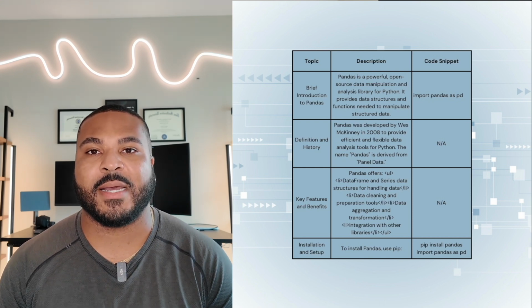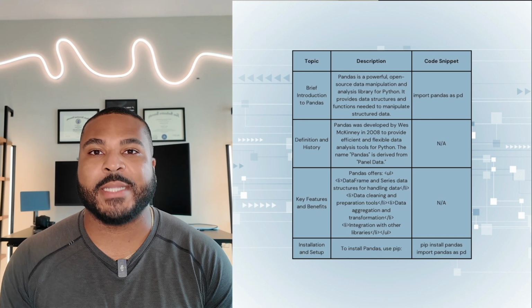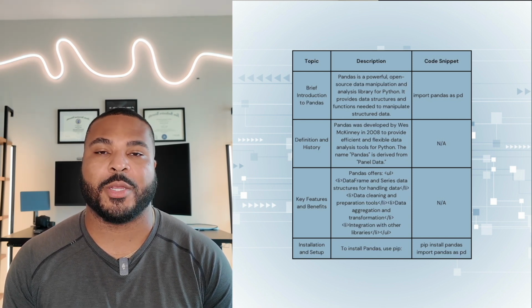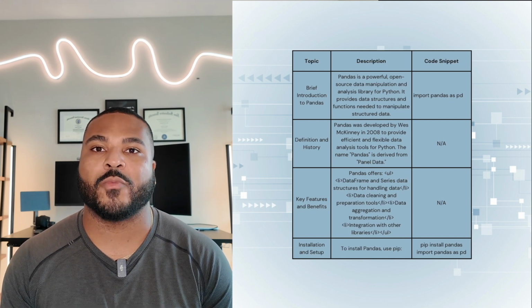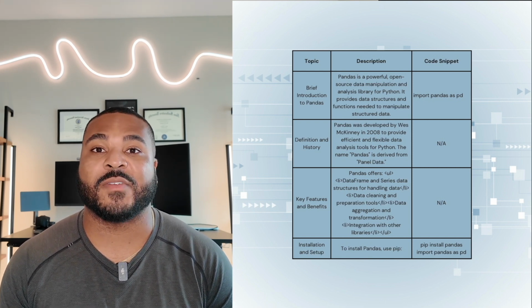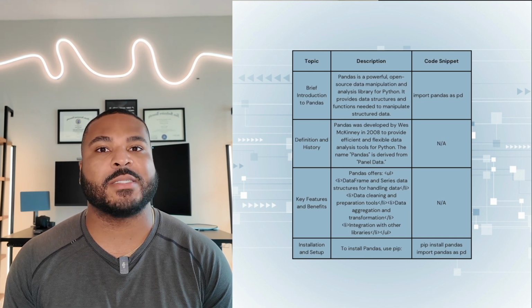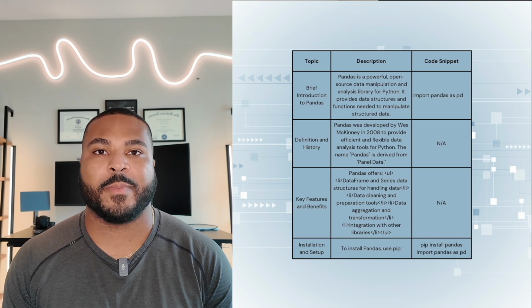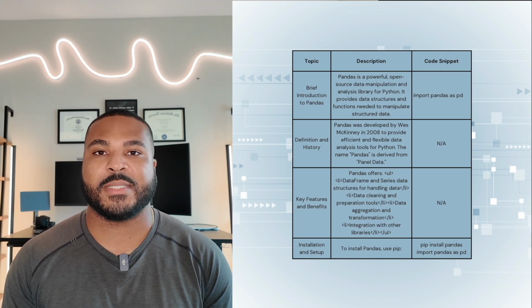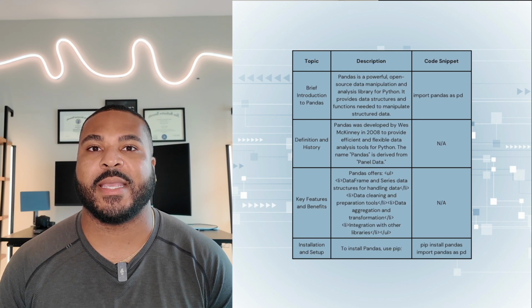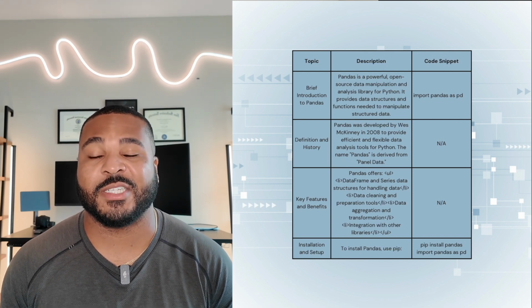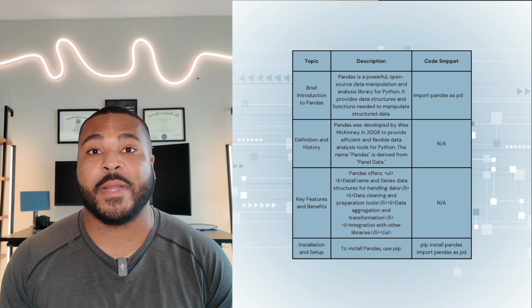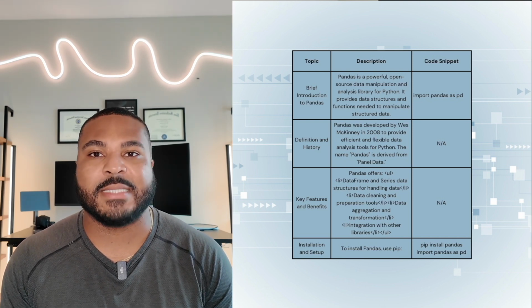So to start using Pandas, you need to install it. The easiest way to install Pandas is by using pip, the Python package installer. Open your command prompt or terminal and run the following command shown on the screen. After installing Pandas, you can import it into your Python script or Jupyter Notebook using the following code. import pandas as pd. This import statement allows you to use Pandas with the alias pd, which is just common convention among many Python developers. With Pandas installed and imported, you're ready to start manipulating and analyzing data efficiently.